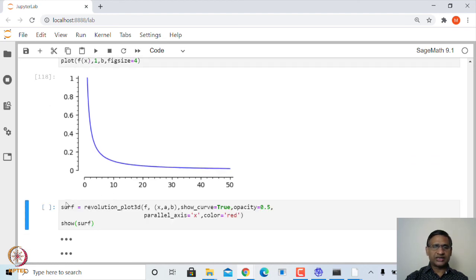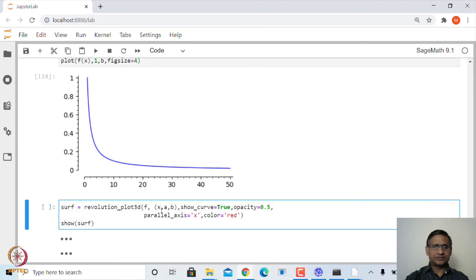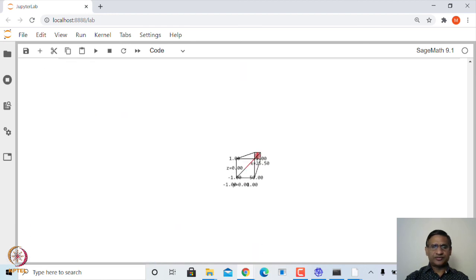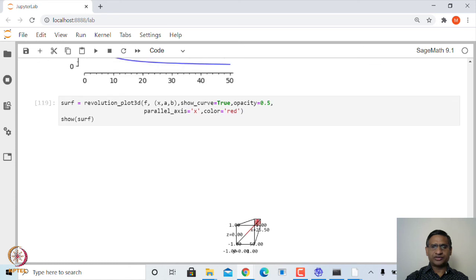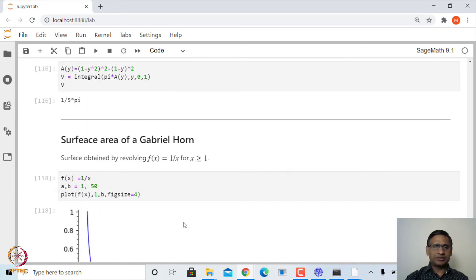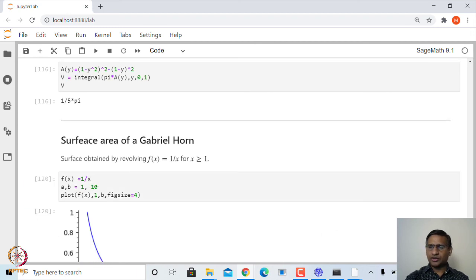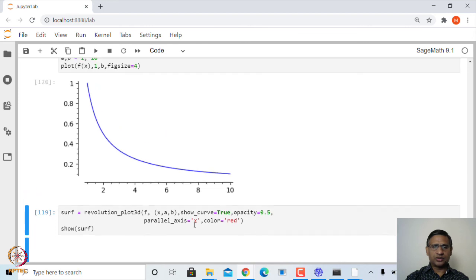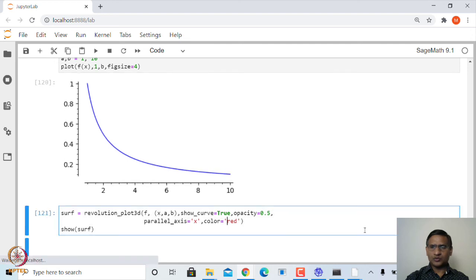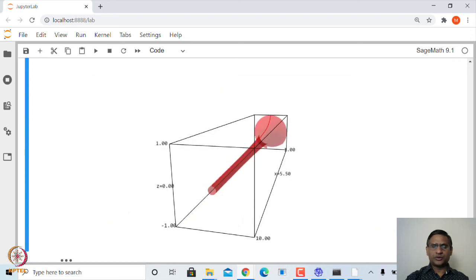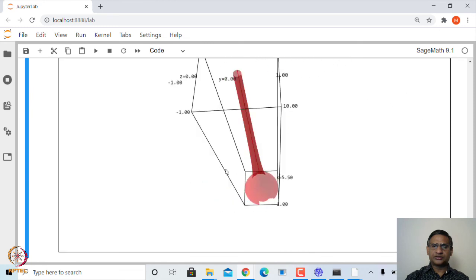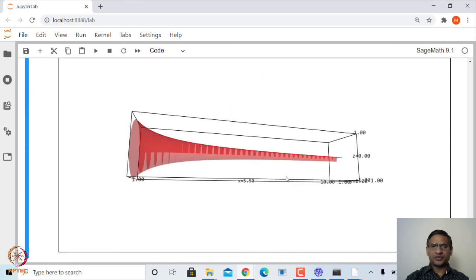When you rotate about the x axis, this surface will look like this. Let me make it 10 instead of 50, because 50 will be too big. Then rotate about the x axis, and this surface looks like this. Let me rotate it. You can see here, this is the beginning, and then it becomes thinner and thinner. This is what is called the Gabriel horn.